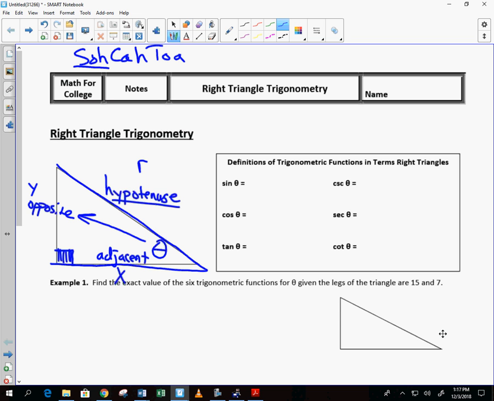What is sine? Sine is the opposite side divided by the hypotenuse, which is just y divided by r. Cosine is the adjacent side divided by the hypotenuse. And tangent is the opposite side divided by the adjacent. This is an acronym to help you remember. Sine, opposite, hypotenuse. Cosine, adjacent, hypotenuse. Tangent, opposite, and adjacent. We will not worry about cosecant, secant, and cotangent at all.